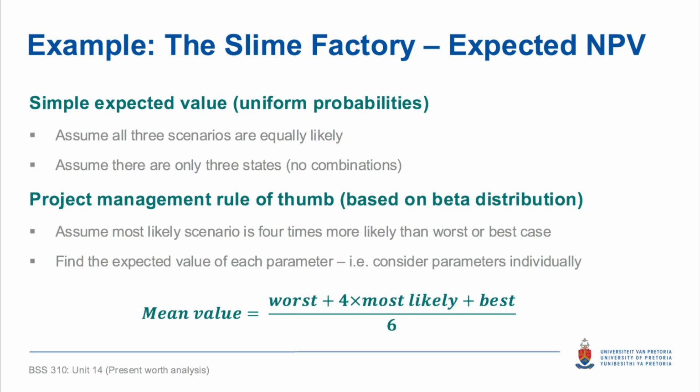I imagine that you can already think of different types of combinations. Why can't we have the worst case in terms of the first cost with a best case running cost scenario?